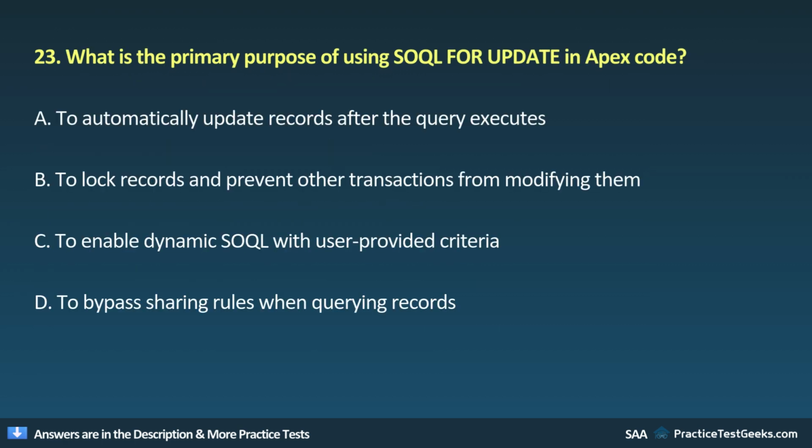23. What is the primary purpose of using SOQL FOR UPDATE in Apex code? A. To automatically update records after the query executes. B. To lock records and prevent other transactions from modifying them. C. To enable dynamic SOQL with user-provided criteria. D. To bypass sharing rules when querying records.